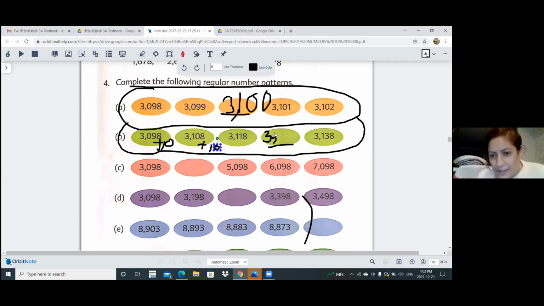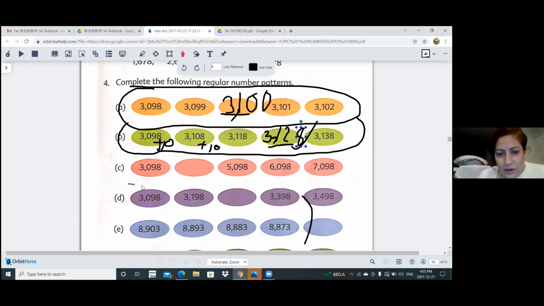Okay, let me write these digits again. You know what? The digits are right, but the way they're pronounced, we're going to go back and work on that. Go ahead. Say it again. 3,000. 3,128. Good. See, now you're getting it.